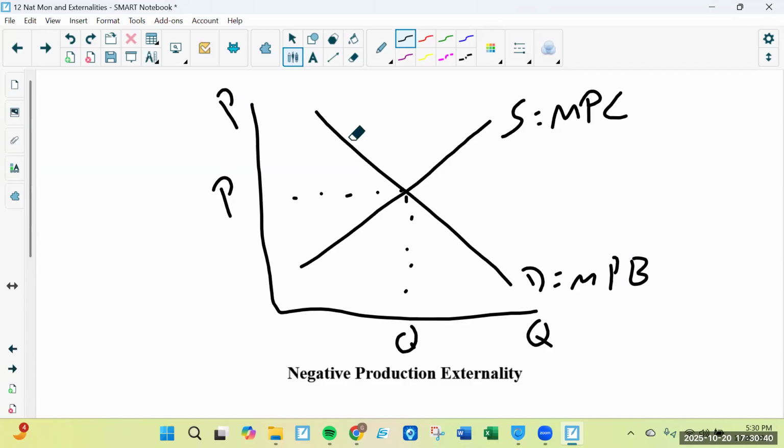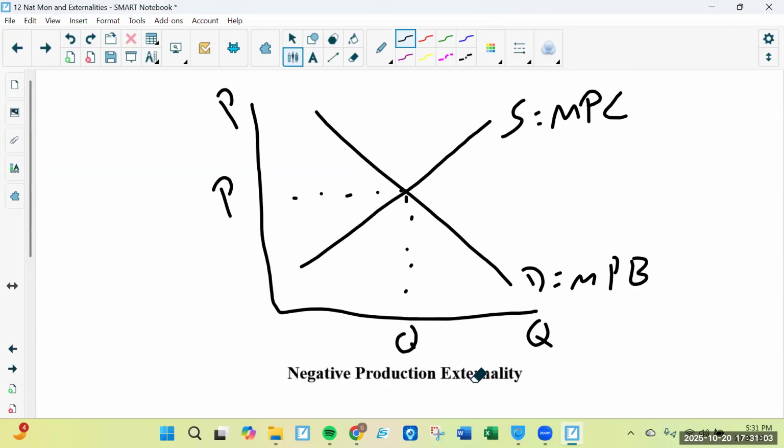Okay, because the demand curve is the marginal benefit curve. So what we now have here is we're telling you this is a negative production externality. This supply curve is the marginal private cost. The demand curve is the marginal private benefit. That tells us that we haven't taken society into consideration. And that's why there's an externality, because we're not considering society.